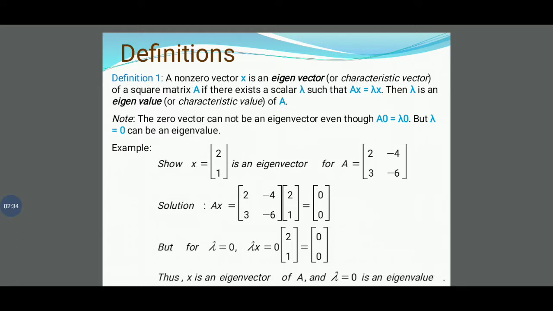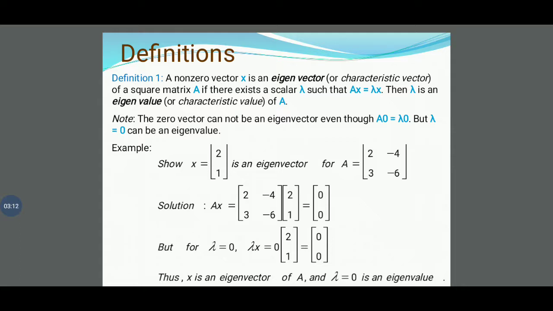Let us see an example for this. Suppose x is our eigenvector (2, 1) for the matrix with rows 2, -4 and 3, -6. Let's verify whether this is correct or not. Ax we will consider, it becomes 0, equation number 1. Suppose lambda is equal to 0 is the eigenvalue, then the value of lambda x, that is the RHS of the equation Ax is equal to lambda x, multiplying by 0 we get again a 0. Both LHS is equal to RHS.